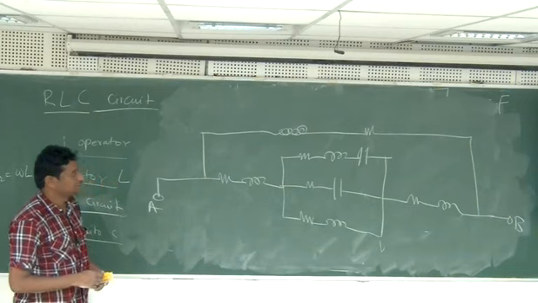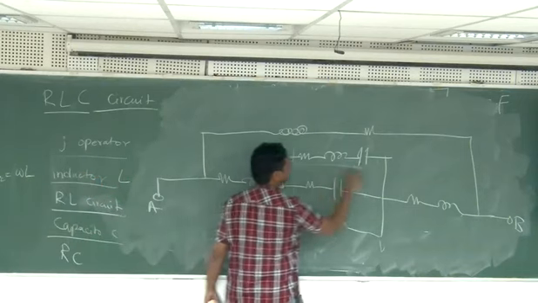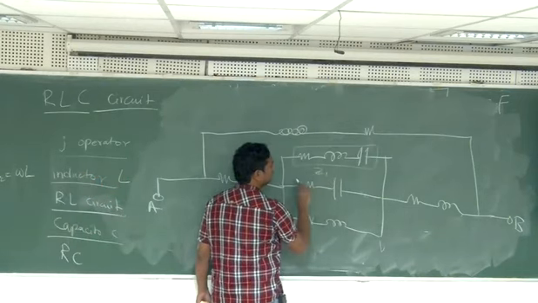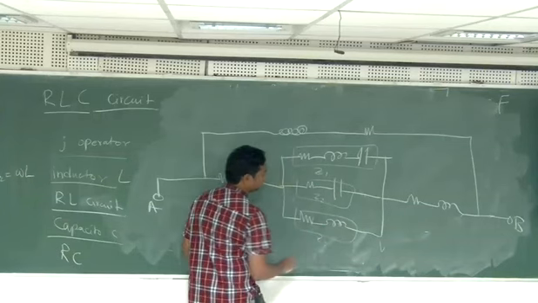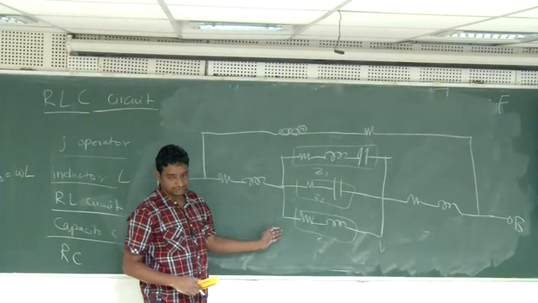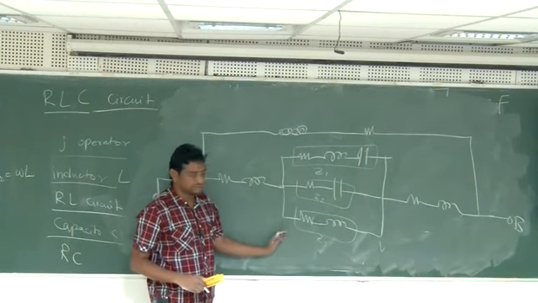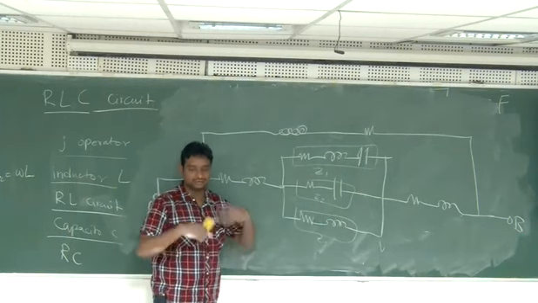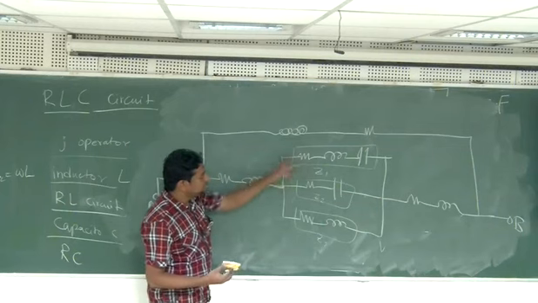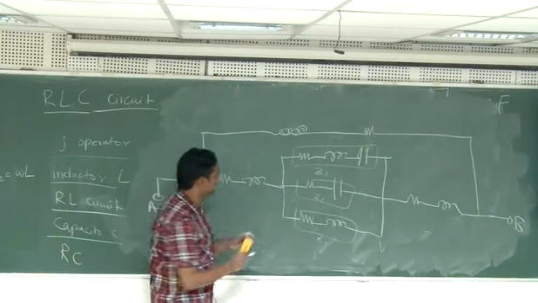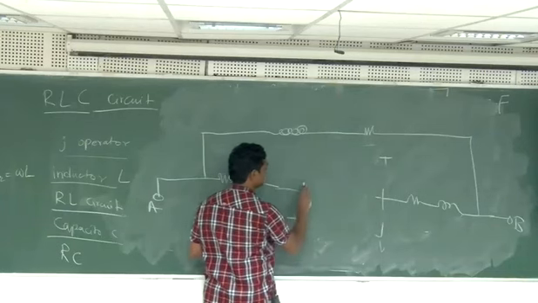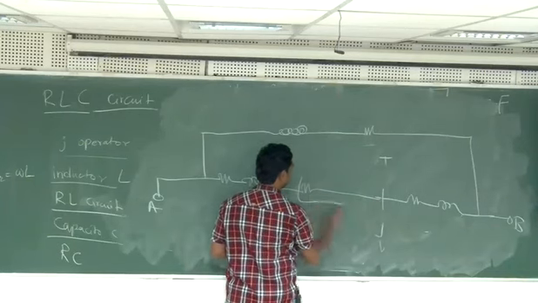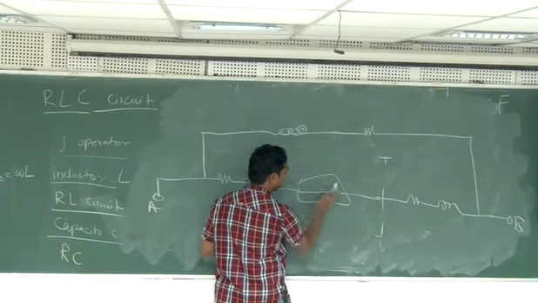So what will you do? Represent this as Z1, represent this as Z2, and represent this as Z3. Then you can parallel all of them. So 1 by Z1, 1 by Z2, 1 by Z3, and then add them, and then again take 1 by that. Then this whole thing will become one impedance. So that one impedance, I will not put any symbol inside this.